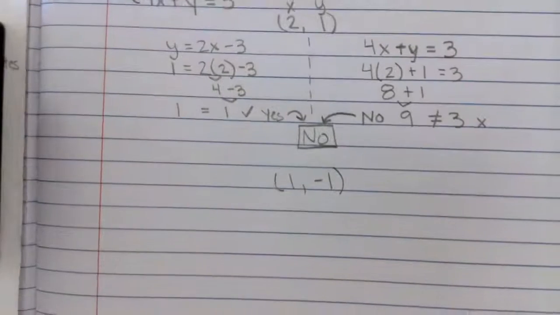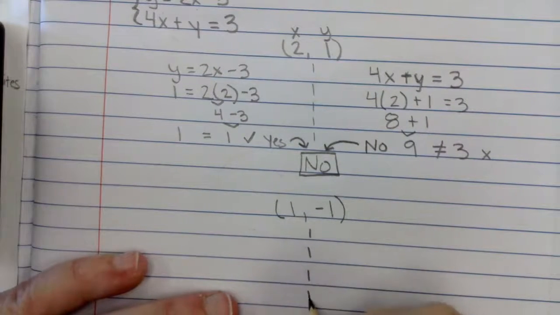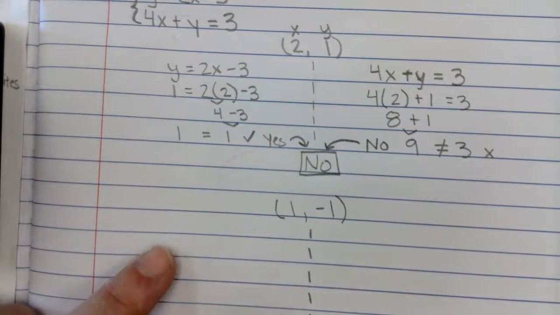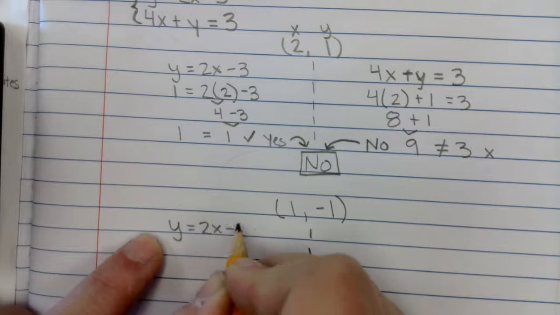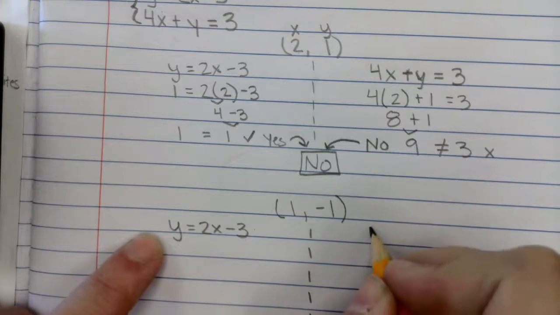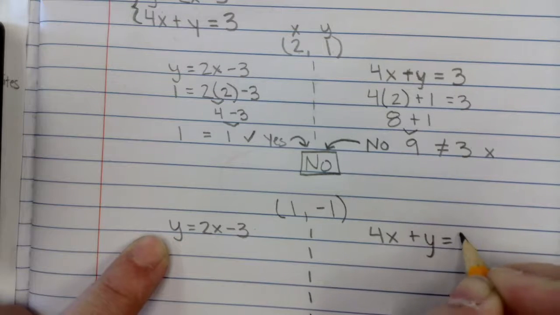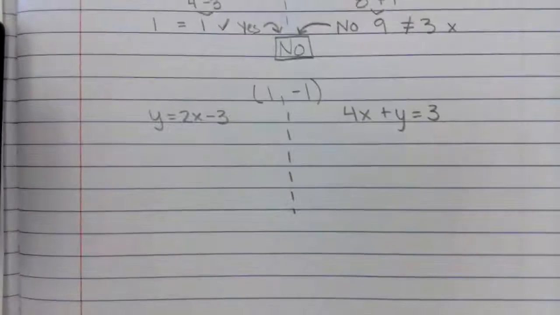So again, I'm going to split up my workspace into 2 separate spaces. My one equation is y equals 2x minus 3. And then on my other side I have 4x plus y equals 3. If you want to try and work ahead on this one, you can go for it. It's very similar to our last one.